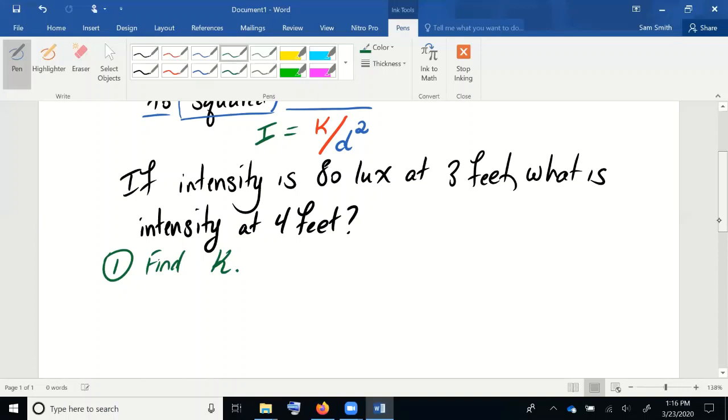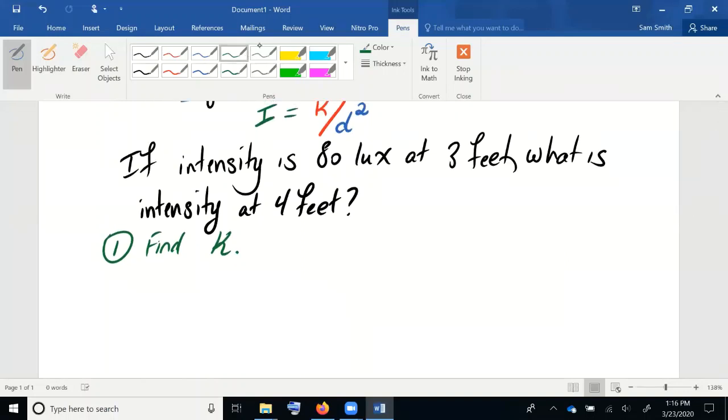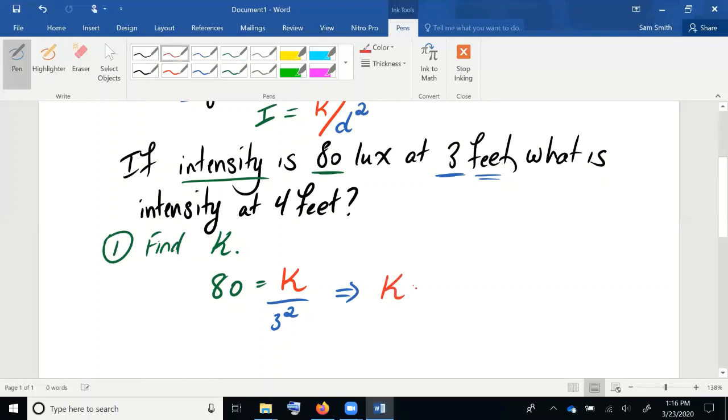Find the constant. So I will do that by plugging in the intensity of 80 in I's position, and I will plug in the distance of 3, but I can't forget that the distance is squared distance from the source. So if I go ahead and solve that for K, 3 squared is 9, so multiplying both sides by 9, I get a K value of, I think, 720.